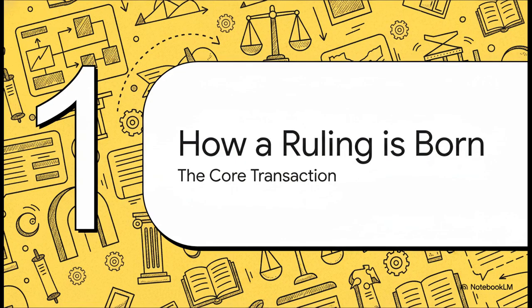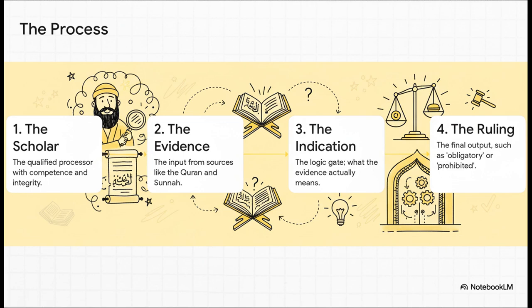So how does that recipe, that method, actually work? Well, let's look at the blueprint, the core transaction that pretty much all the major schools of thought agree on for creating a valid ruling. It's really a four-part process. It all starts with a qualified scholar. Think of them as the processor. They take the evidence, that's the input, from the Quran, from the Sunnah. Then comes this really critical step, analyzing the indication, figuring out, okay, what does this piece of evidence actually mean? And only then, after all that, do you get to the ruling, the final output.